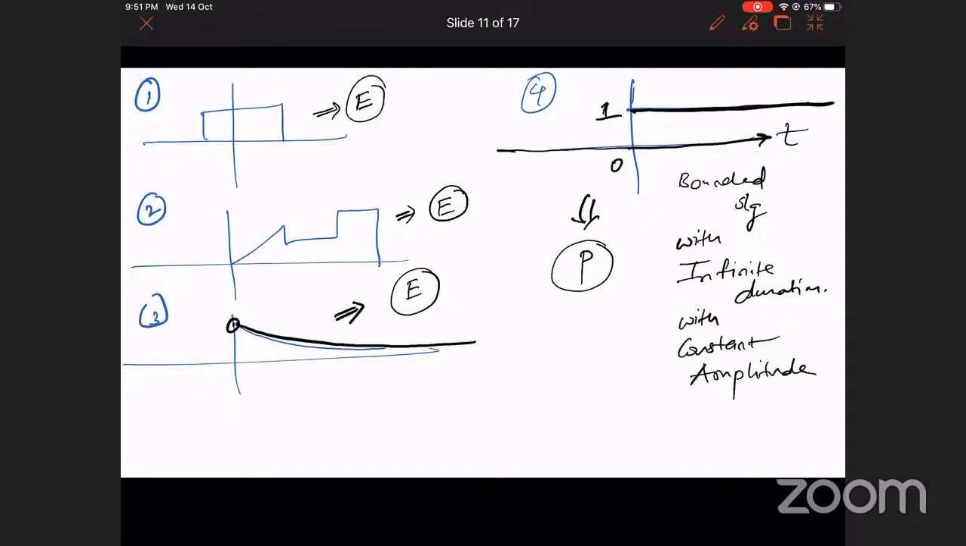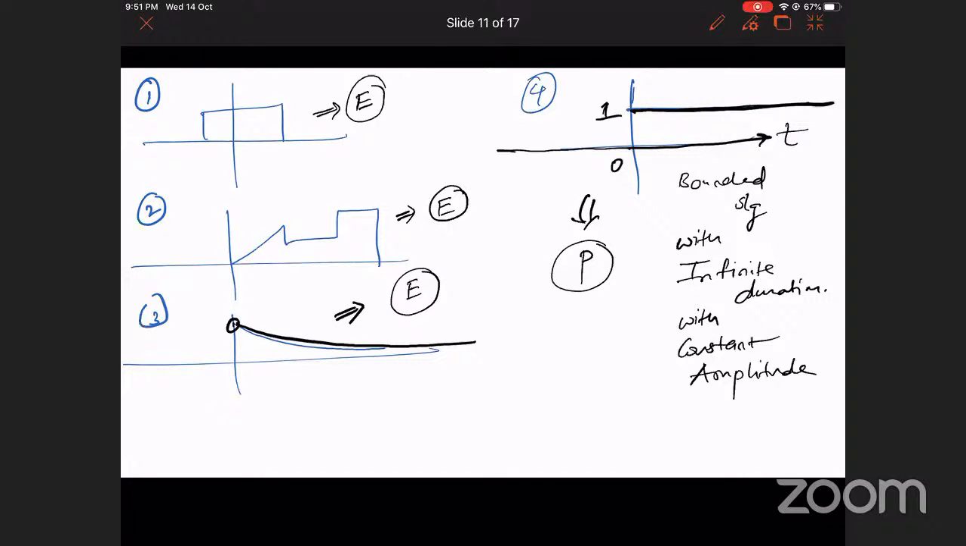So I hope guys, you are understanding this: how to identify which are energy signals and which are power signals. Even by just observation, you need not really apply the formula. Just by observation you can identify whether it is an energy signal or a power signal.